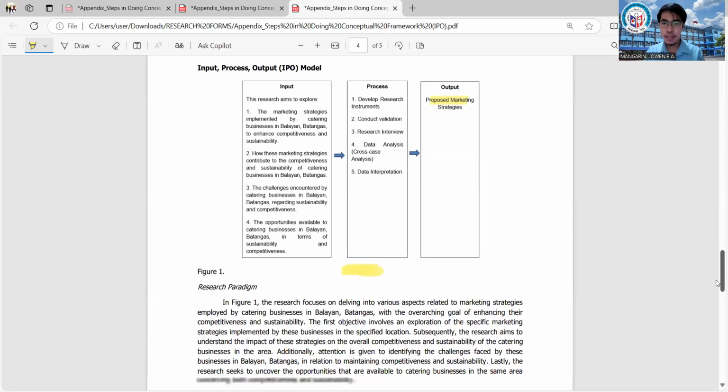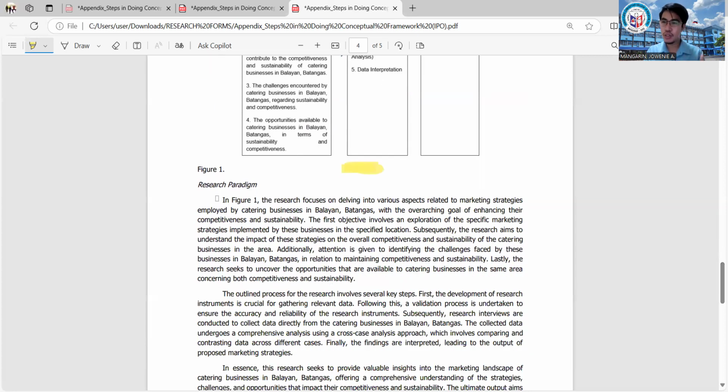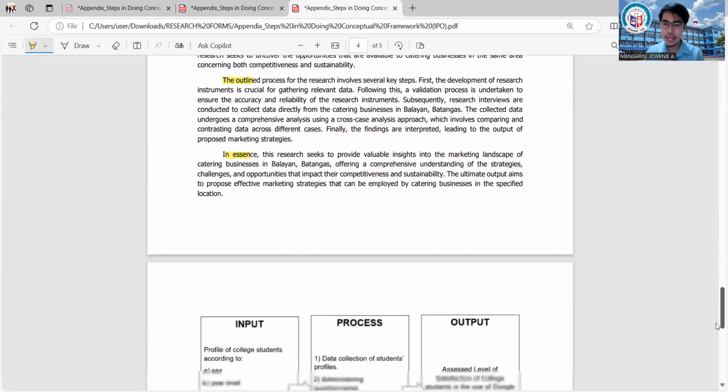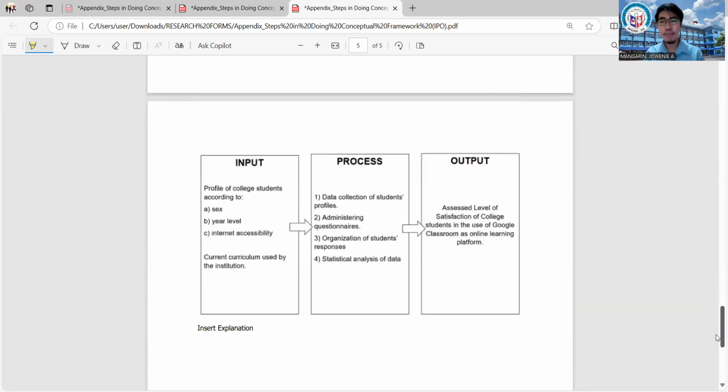And then katulad ng first sample natin, meron tayo ditong discussions ng ating research framework na ginawa. Paragraph 1 for the input, paragraph 2 for the process, and paragraph 3 for the output. Okay po? Then after that, sir, can you show an example of IPO model na walang output na katulad nung pinakita mo kanina na marketing strategy o di kaya naman action plan? So here, yung next example natin is an example of IPO model na walang plan of action or walang specific na plan na gagawin.